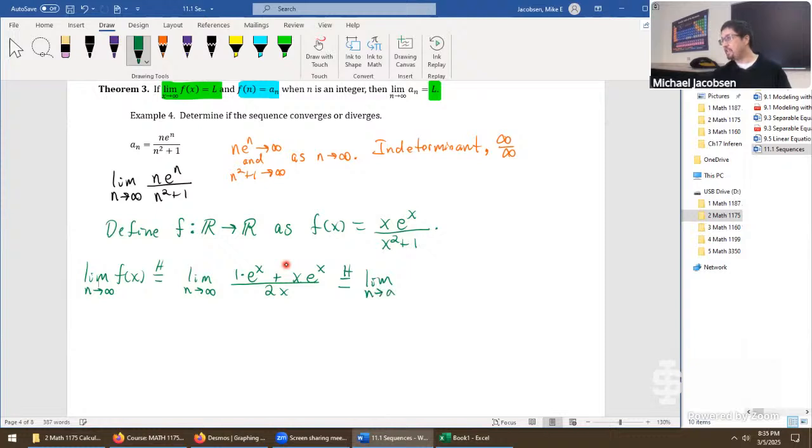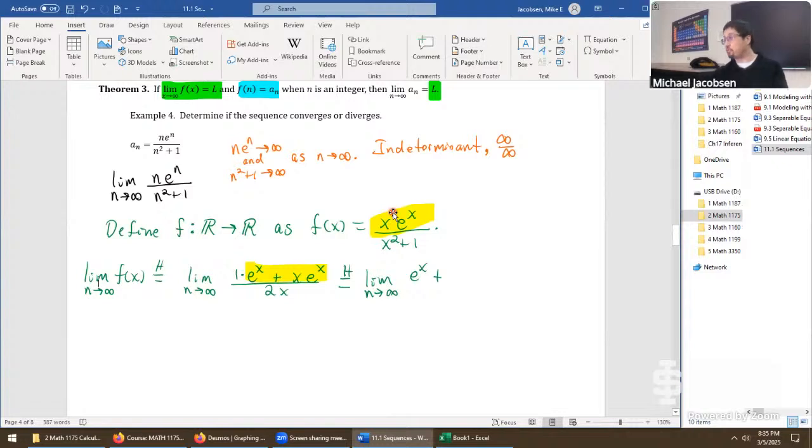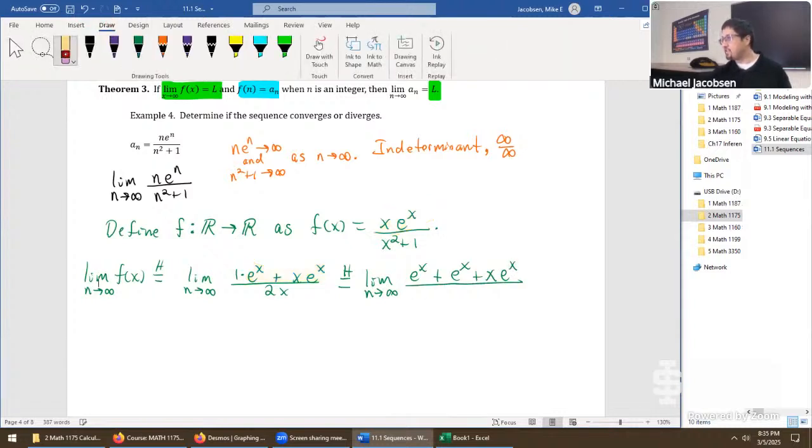Limit n goes to infinity. Over here, derivative of e to the x is itself. Over here, when we go to differentiate that, it was the same as differentiating this. And the result was that. So we don't have to redo the product rule. Let's just grab the result that we already provided when we did the product rule. It's e to the x plus x e to the x. And now our denominator on all of this is 2.